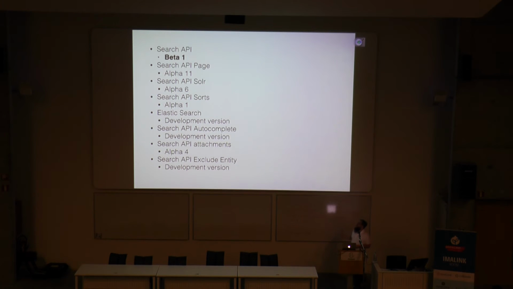So Search API went into beta this week. Search API pages, or well, basically all the other modules are in alpha versions or development versions. Search API page is on alpha 11, Solr is on alpha 6. Not all of the alpha versions work together currently, but each Search API release has a list of modules that it works with that are verified to be compatible.